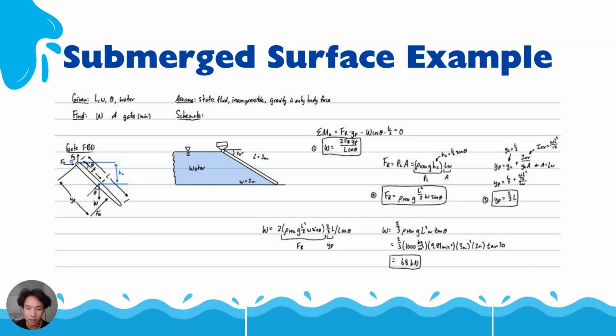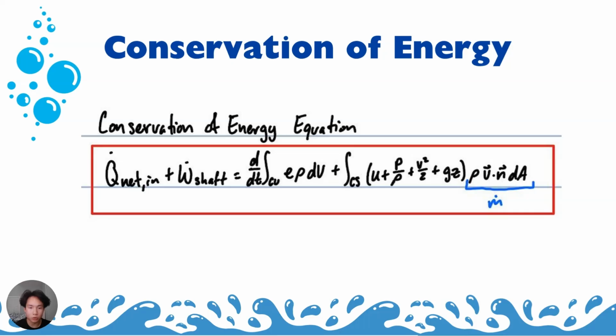Now we have all of these values, so we just do some quick substituting, and yeah, that's basically it. We just put numbers into these equations, and then we end up with 68 kilonewtons. Right, now on to conservation of energy.